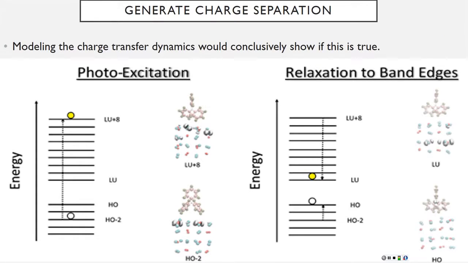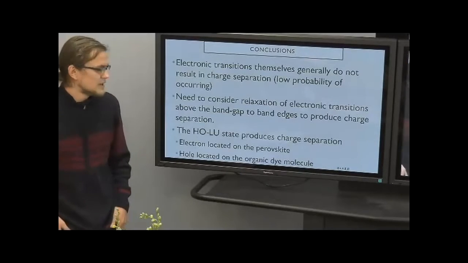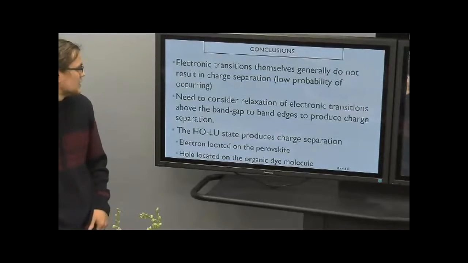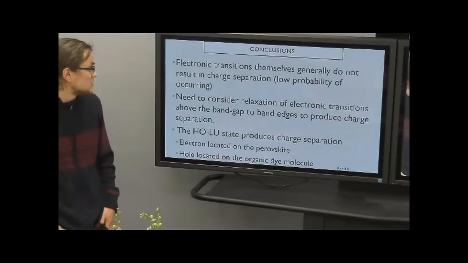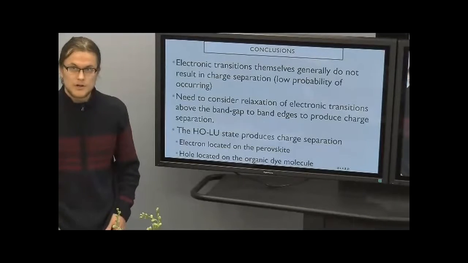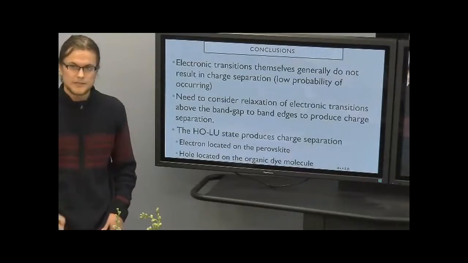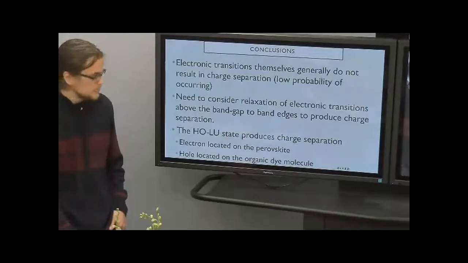To show this conclusively, I would have to do the charge transfer dynamics of this system as a next project to follow up on this. So in conclusion, photo-induced electronic transitions themselves are not enough to generate charge separation. We need to consider the relaxation processes after the photo excitation to the HOMO and LUMO gaps, where the electron would reside on the perovskite and the hole would be on the organic dye. So the organic dye acts basically as a hole transfer material.